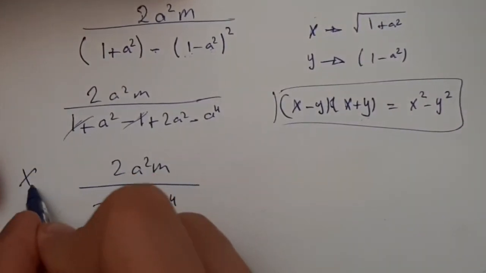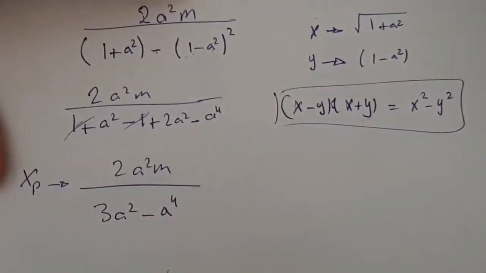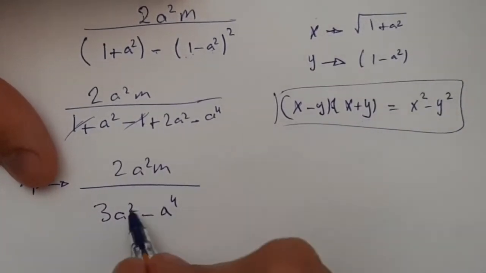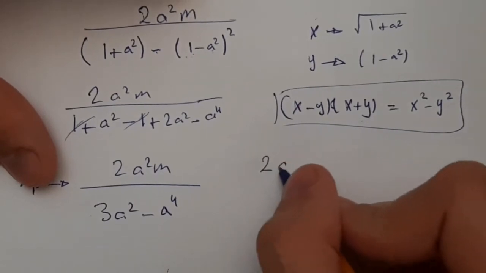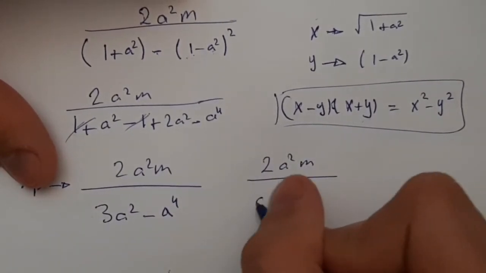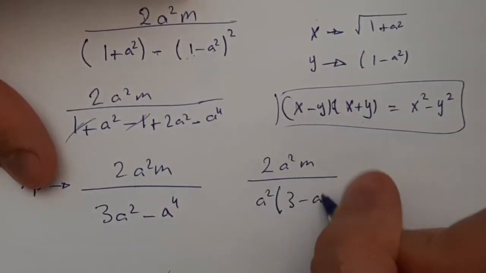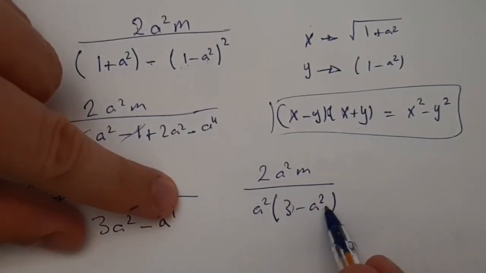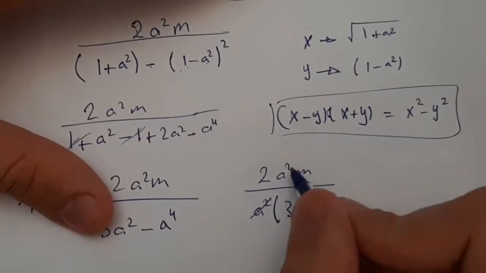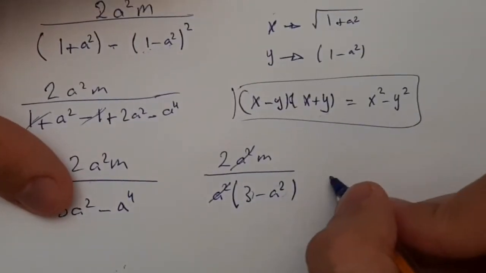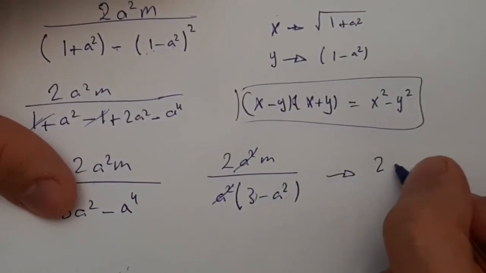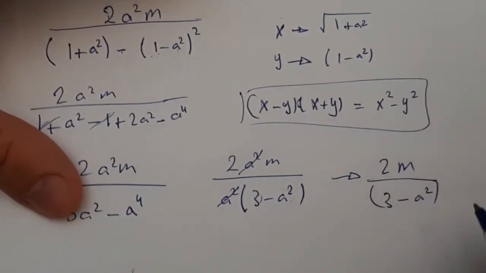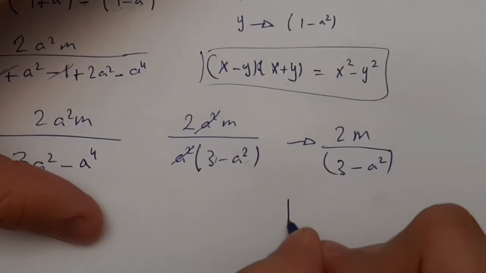This is our x of p, okay? I'm just getting rid of the undefined. So by taking this over here, 3 minus a squared, I took a squared outside. If you multiply it over here, you get back, just so that I can cut a squared over here. So I'm going to have 2m divided by 3 minus a squared. Why did I do that? Because now I can solve it.